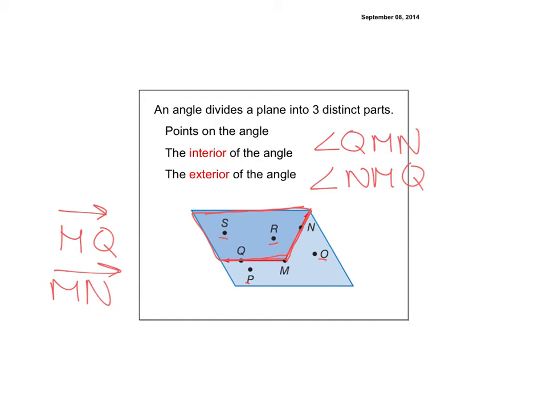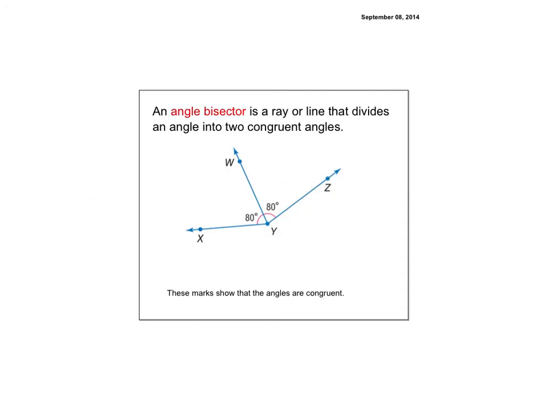We always want to start with the end point. So when we're looking at an angle, that's the vertex. So next we're going to talk about what we call an angle bisector. So that cuts an angle in half. So if we have angle XYZ, we see that ray YW cuts this angle in half.